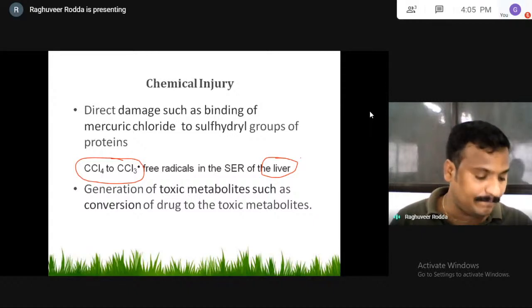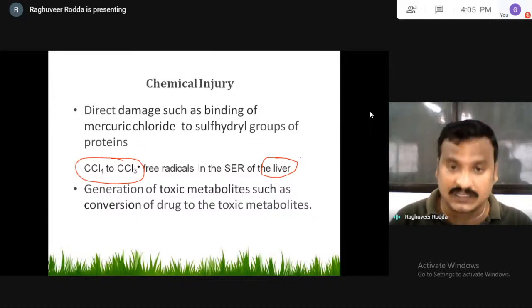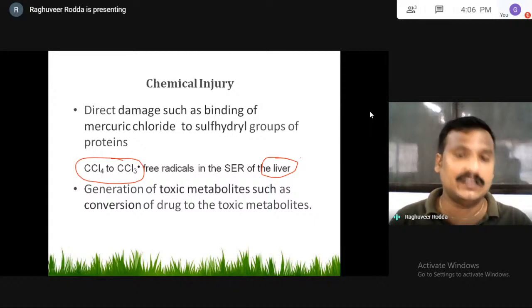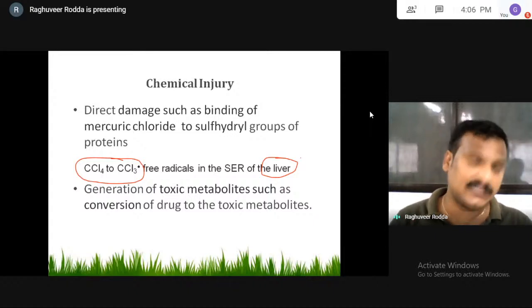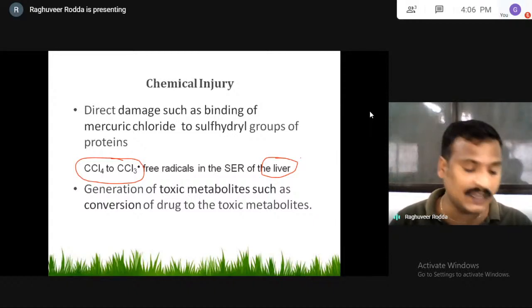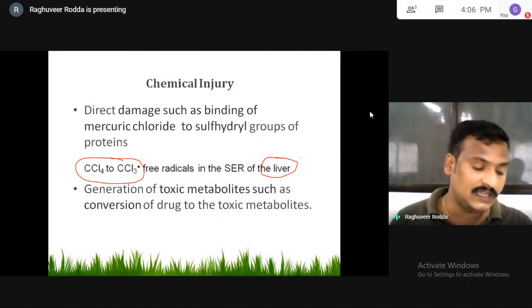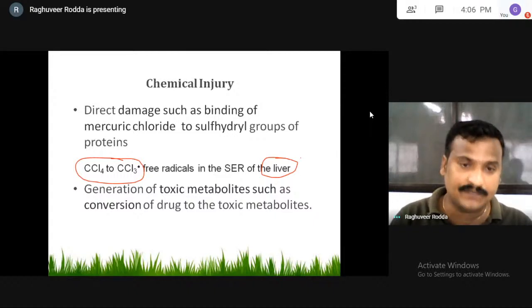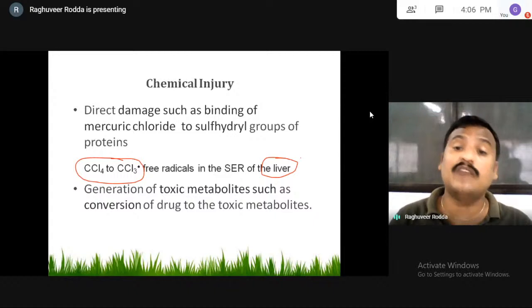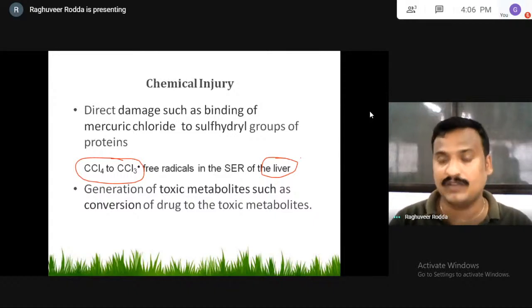bind with triacyl glycerols of liver cells which are present in the smooth endoplasmic reticulum, and the membrane phospholipids. Triacyl glycerols and membrane phospholipids, they are going to cause lipid peroxidation, and they are going to damage the liver parenchymal cells. What will they do?